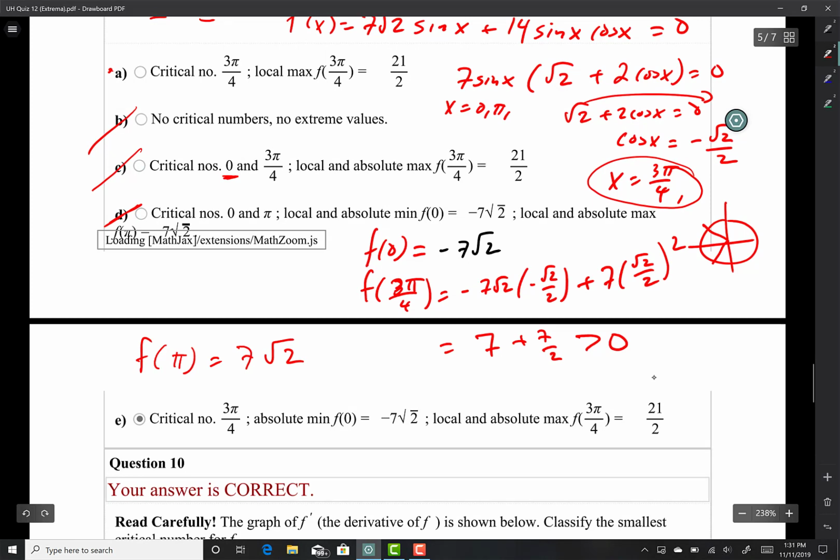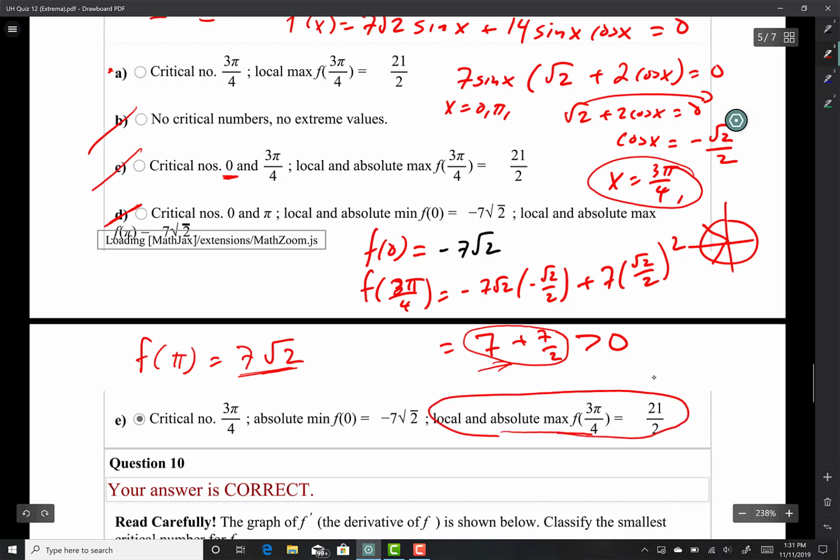F of pi is 7 square root of 2. And we have 7 plus 7 over 2. If you want to know what is bigger, you could always type this into the calculator and see what's bigger. But this guy here is the bigger number, 7 plus 7 over 2. Because this is 7 times square root of 2, which is like 7 times 1.41 or whatever. So this is the biggest number. So this is the absolute max right here, which occurs at 3 pi over 4. So absolute max at 3 pi over 4, 21 over 2.